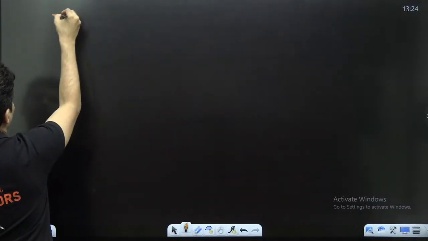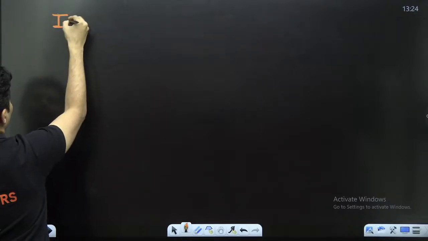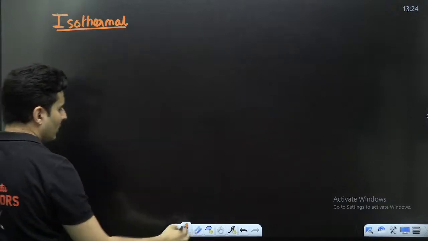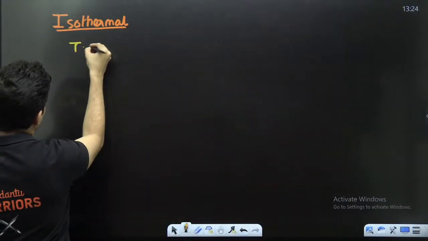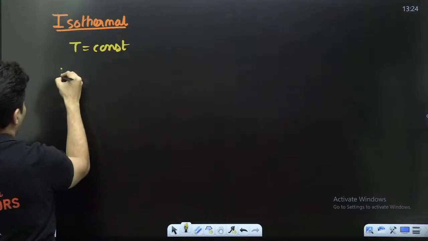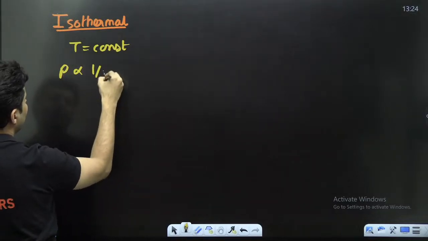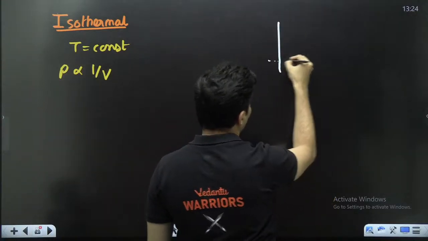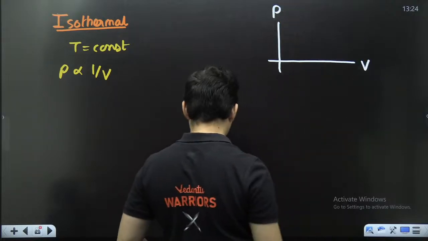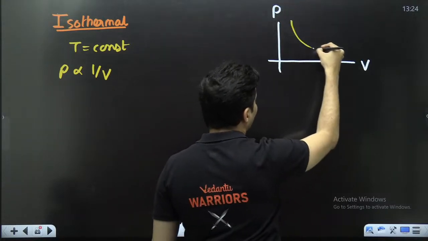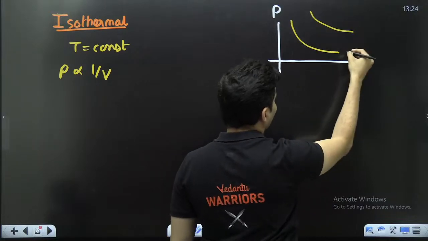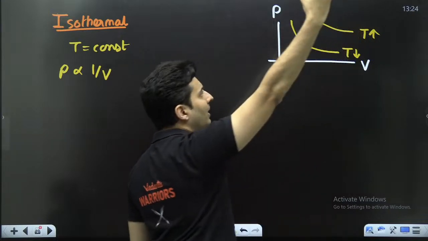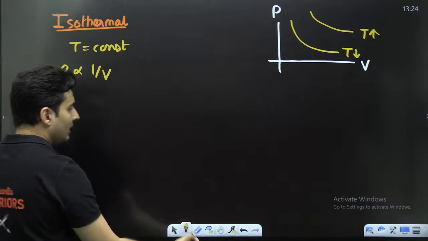It is isothermal. In isothermal, obviously the temperature will remain a constant and the pressure will be inversely proportional to the volume because PV will be a constant. So in such cases, when you show the PV diagram, the graph will look like this. You can draw more such graphs. Here the temperature is low. As the temperature rises, the graph shifts up and up and up over there.